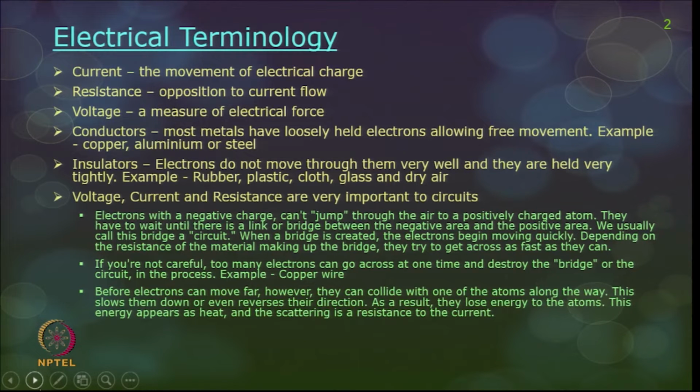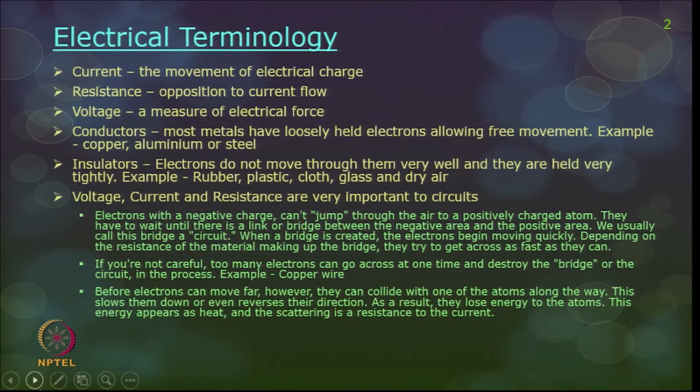Now, what happens is these negatively charged atoms will not try to jump from one place to another, they start to transmit through a flow of medium, which is primarily another atom in place. So, suppose there is a break in the path, they have to wait until a bridge is connected. This bridge can serve as a link between the negative area and the positive area, and we call this bridge a circuit.